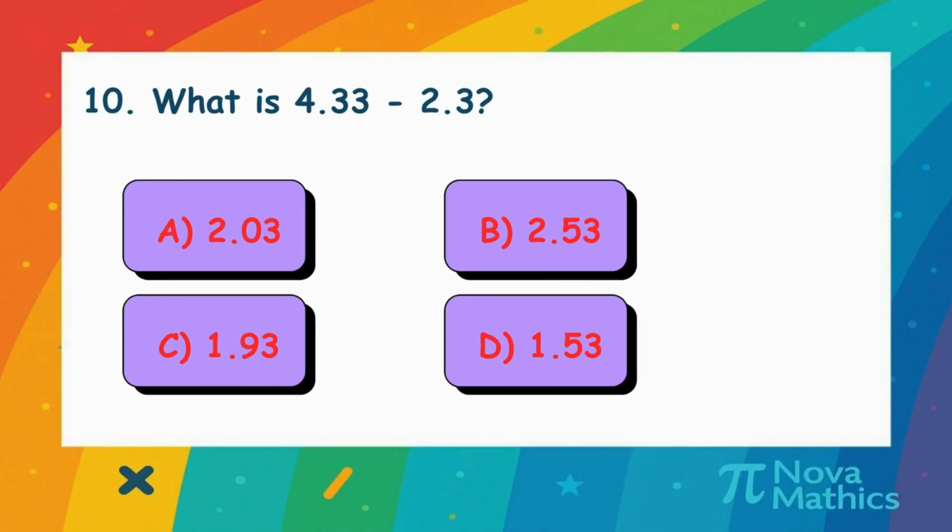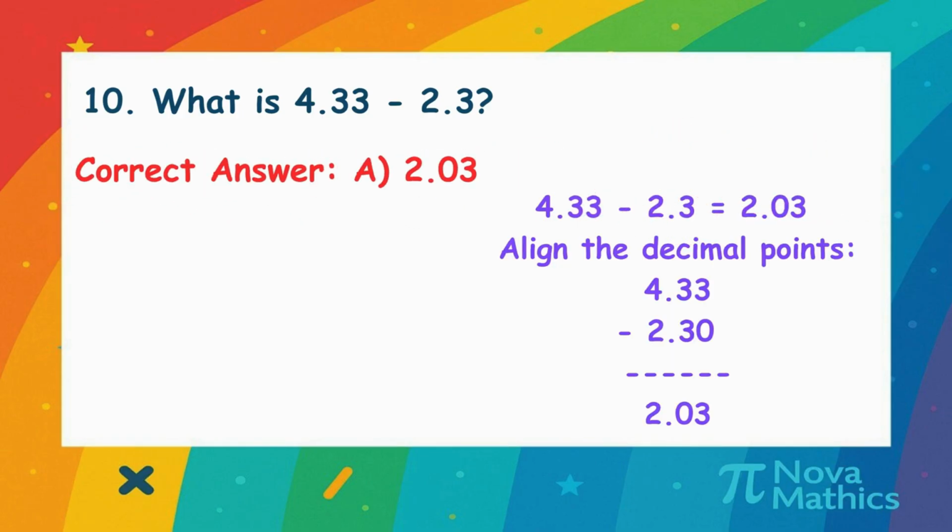10. What is 4.33 minus 2.3? Correct answer is 2.03. Perform subtraction column by column, starting from the right, and the result is 2.03.